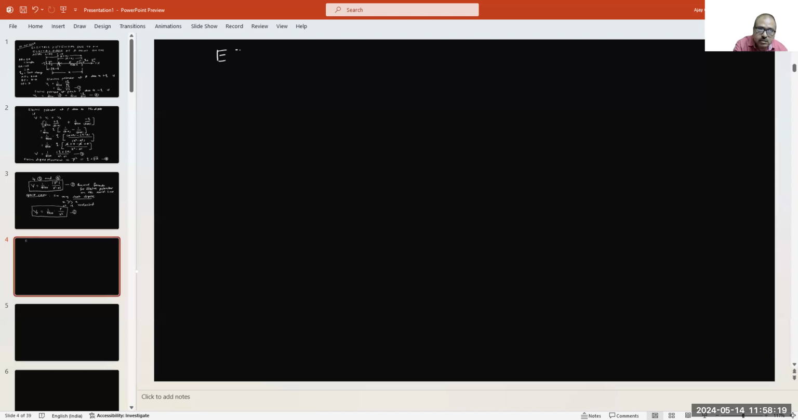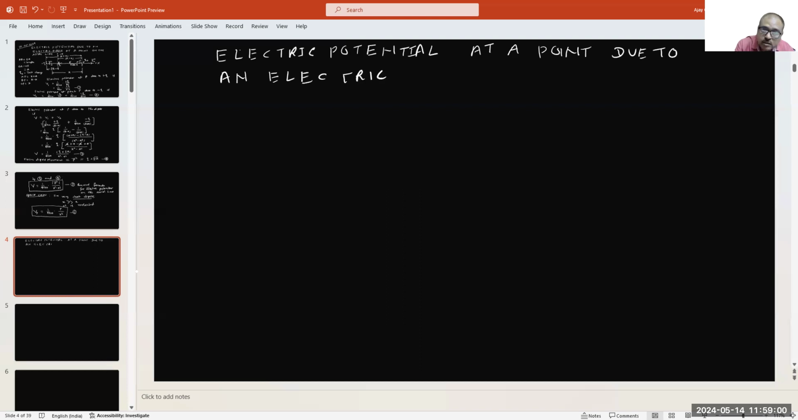Electric potential at a point due to an electric dipole on the equatorial line.